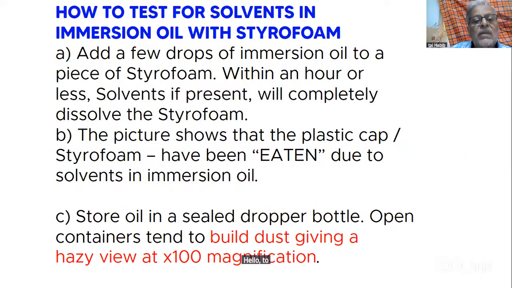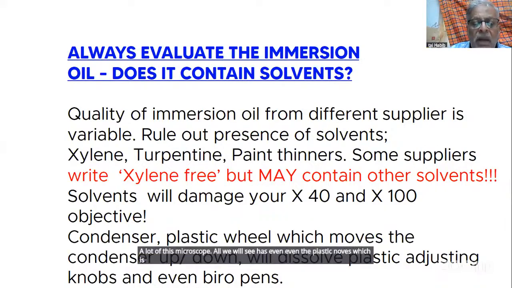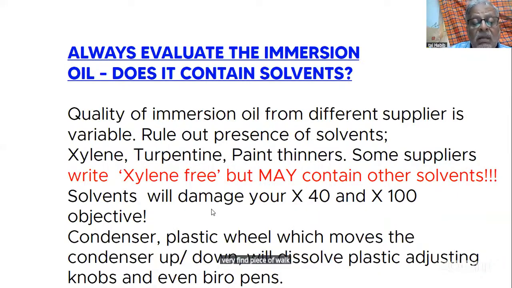A lot of this microscope oil, you will see, has even eaten the plastic knobs which make the microscope condenser go up and down, the stage, and even eats up your biro pen. It is sticky. So now you are in danger. You are going to spoil that microscope, and it is worth quite a lot of money. And it's a very fine piece of work. All you are doing is buying very cheap oil.